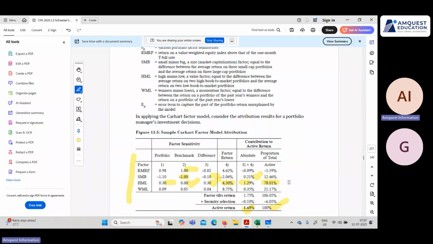Now, the total of 1.29 has been derived from 1.29 divided by 1.65. If you do 1.29 divided by 1.65, you should get 78.01. This is 78%. So the idea here is that they're trying to see from which component the maximum return is coming.